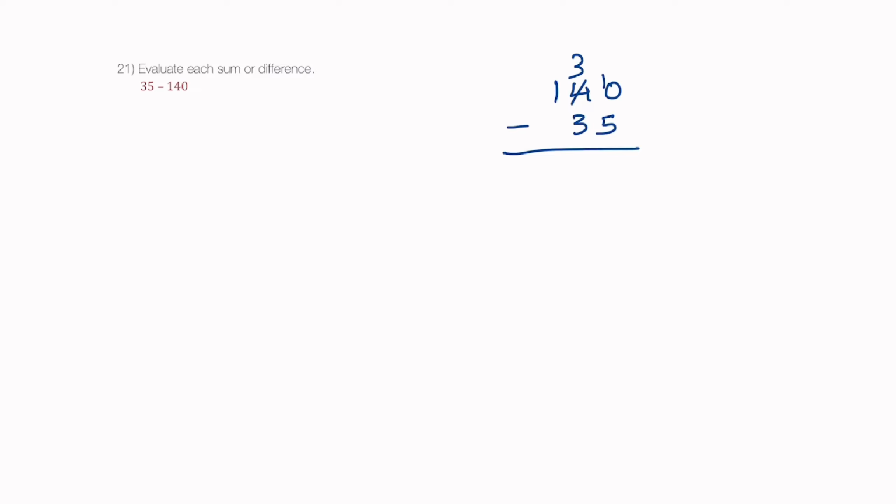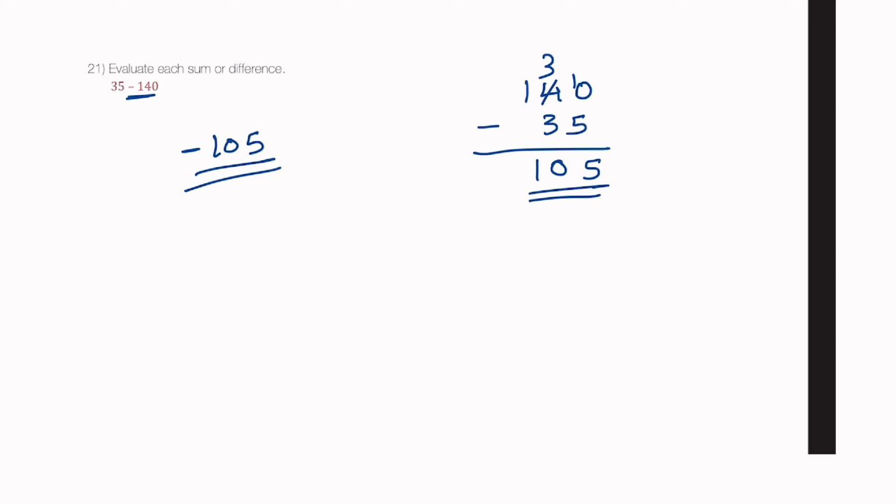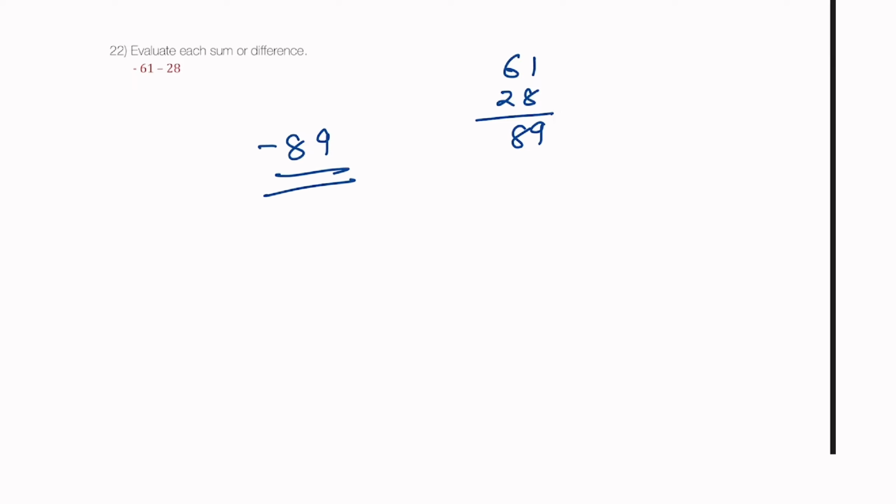35 minus 140. So 140 minus 35. 3 here, 1 here, that's 5, 0 and 1. Answer is 105 with a positive sign or a negative? A negative sign because this is minus here. Both are negative numbers. Add them, simple. 9 and 8. So that's 89 with a negative sign.